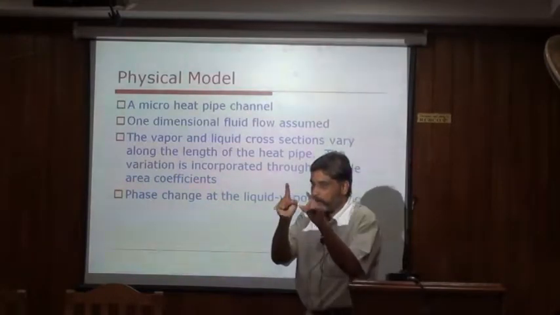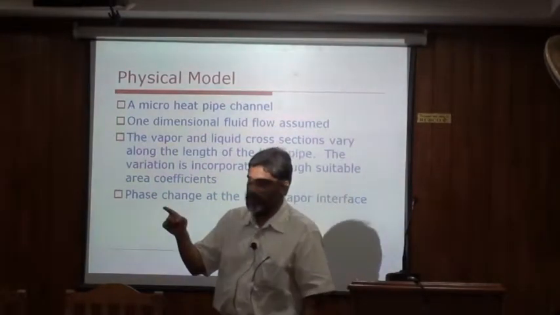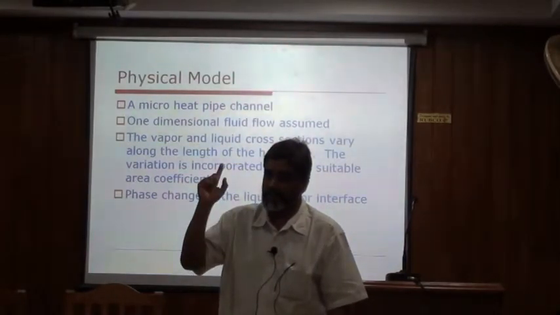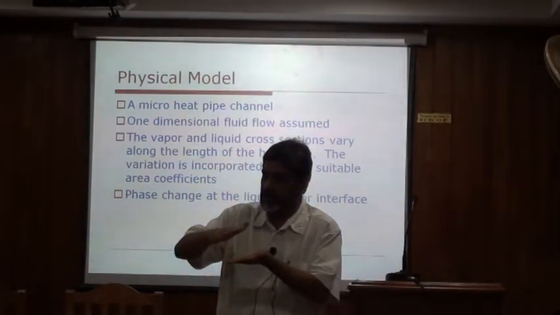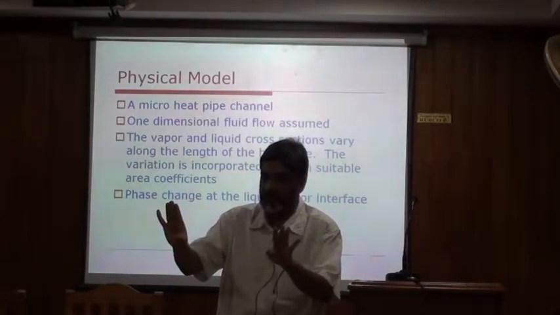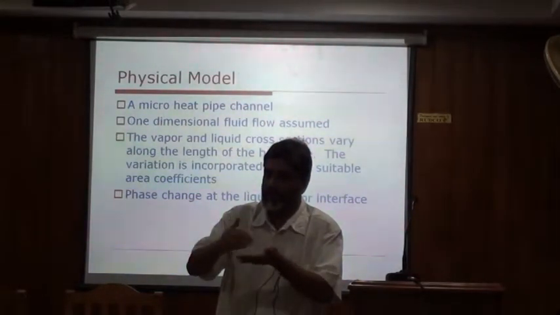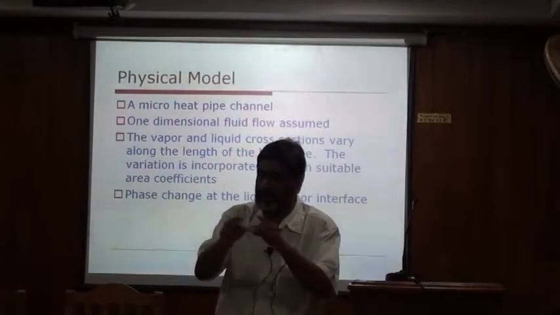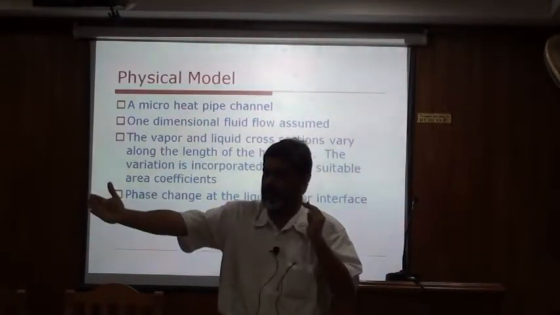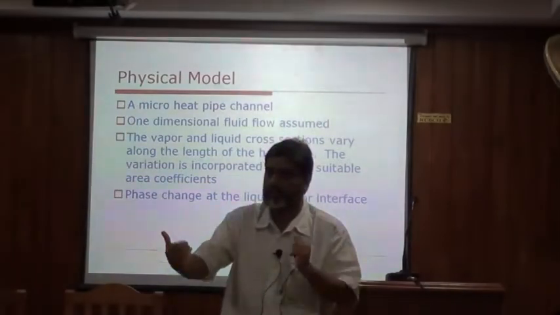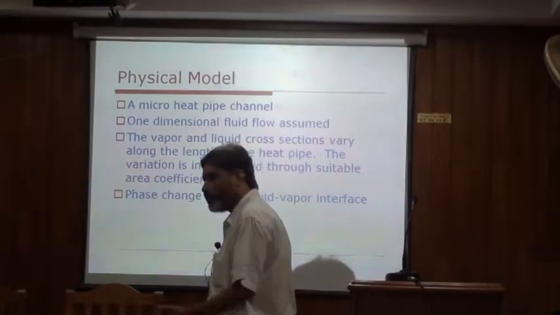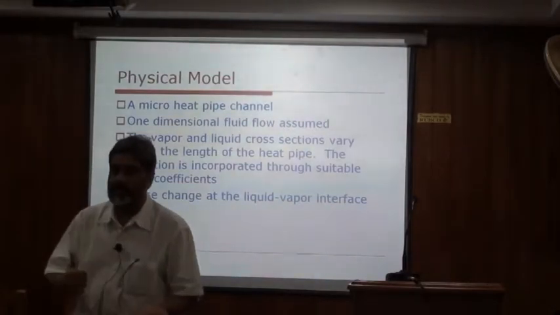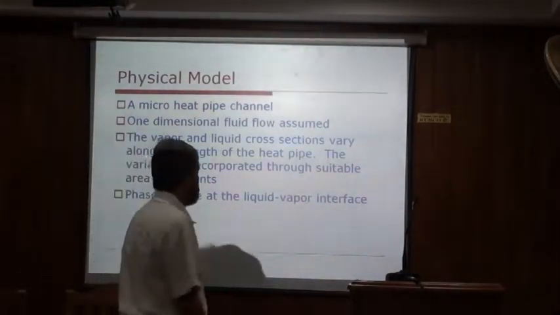Now at the liquid vapor interface which I showed, the meniscus, that is where the phase change takes place. In the conventional heat pipe, it was at the interface, the surface of the wick. Is it not? The liquid vapor interface was the surface of the wick. But here it is just the meniscus, and it is not a constant area. It is varying along the length. So all these things have to be brought into the model. More or less the model may look like the conventional model, but we have to additionally incorporate all these different things into the model.